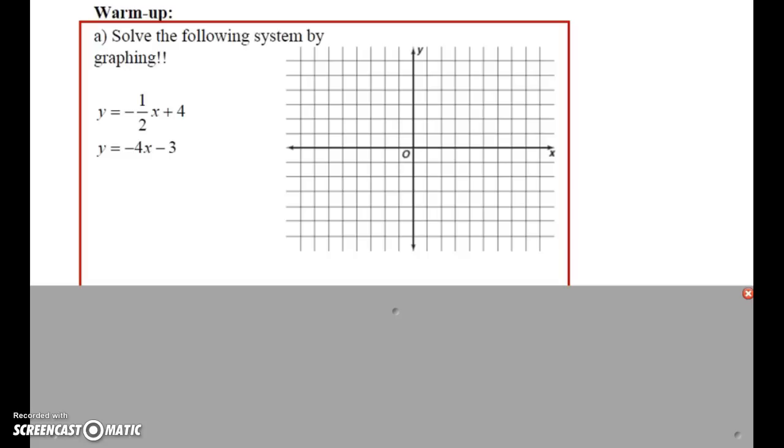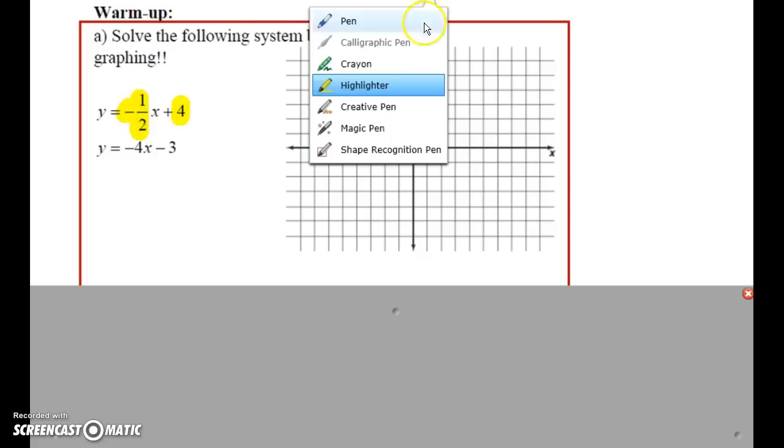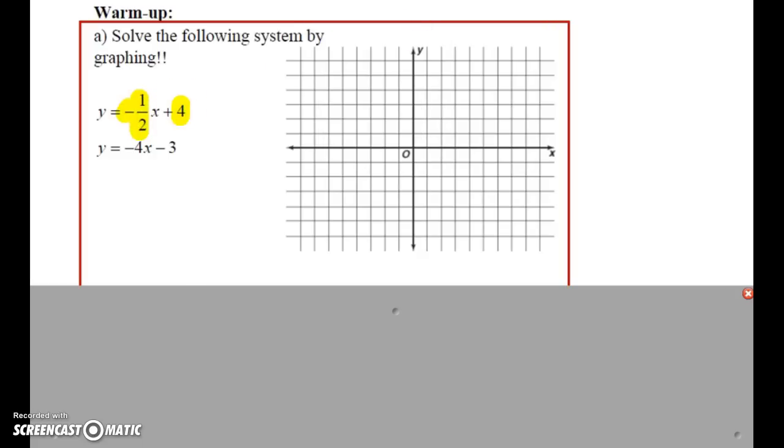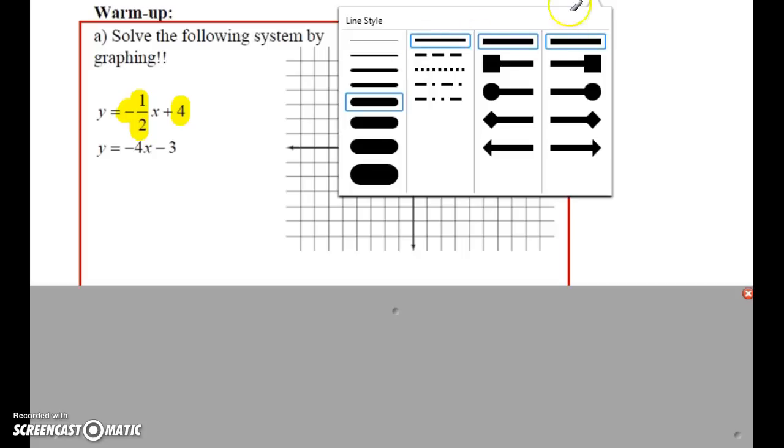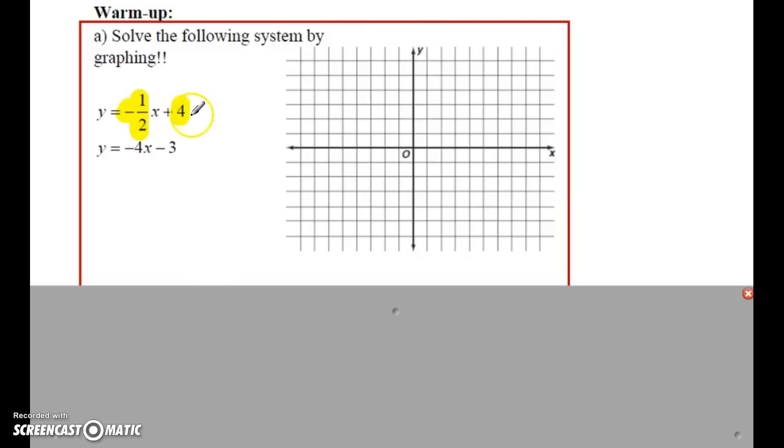I hope your efforts paid off and you got the correct answer. Let's go ahead and take a look at the answers. Whenever you're looking at this information, you're going to want to make sure that you focus on the slope of the line and the y-intercept. The y-intercept is going to tell us where to start our graph. In this case, our graph should start at positive 4.